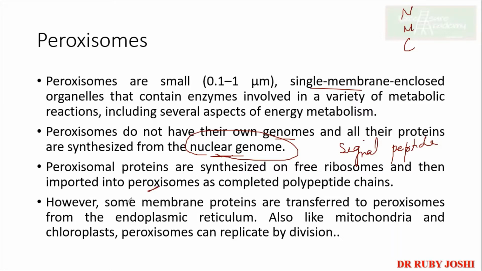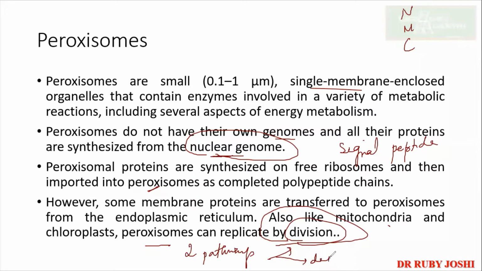However, some membrane proteins are transferred to peroxisomes from the ER. And also, like mitochondria and chloroplast, peroxisomes can replicate by division. I'll take this at the end, like how peroxisomes are formed. There are two ways by which peroxisomes are synthesized. Two pathways are there: one is by division, the other is known as the de novo pathway. We'll come to that at the end, like how the peroxisomes are divided.